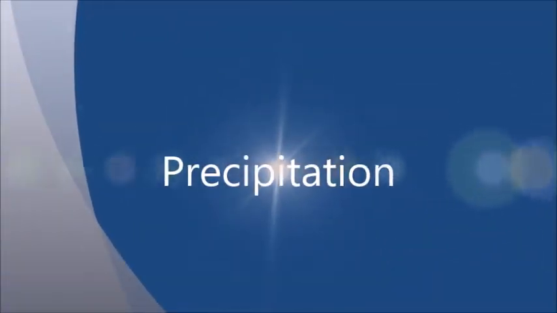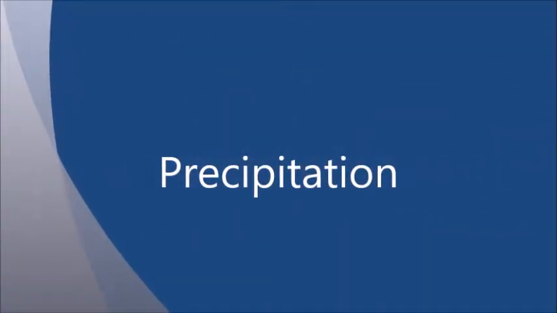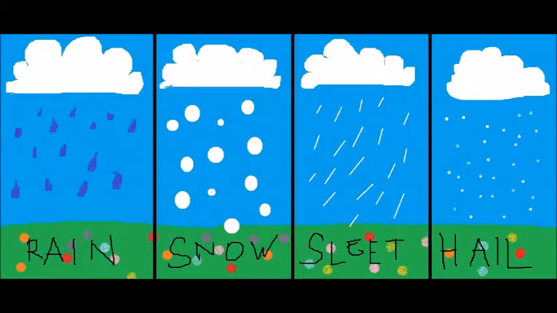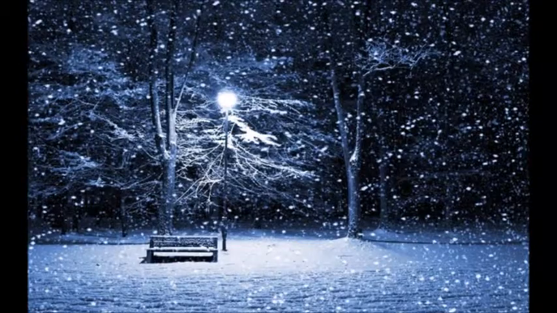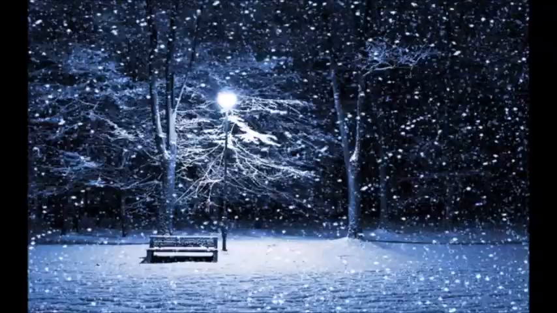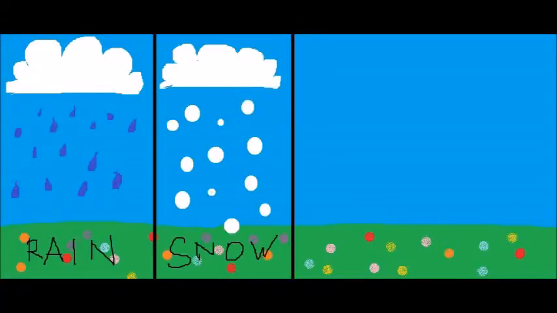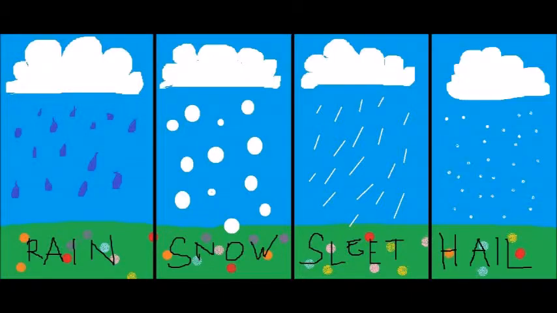The final phase water undergoes during the water cycle is precipitation. It is the water that falls as rain, snow, sleet, or hail to the ground. During precipitation, the particles of water, which have become tiny droplets, stick with each other, forming a big drop. It gets too big to stay up in the air any longer. That is why it falls to the ground in the form of rain, snow, sleet, or hail.